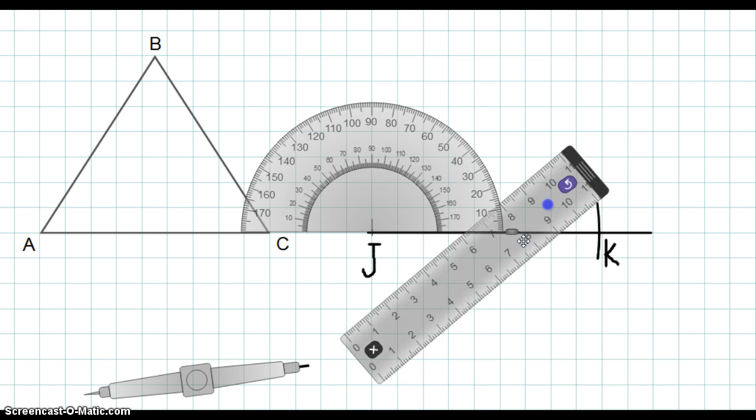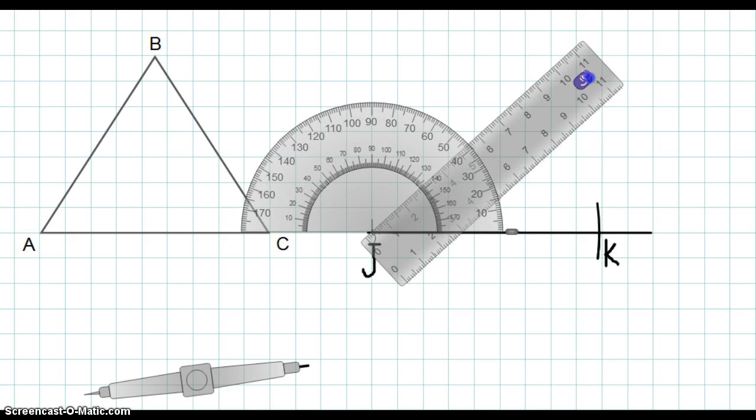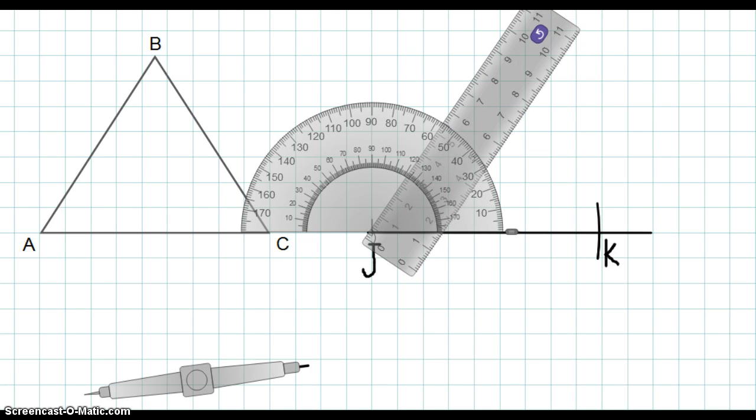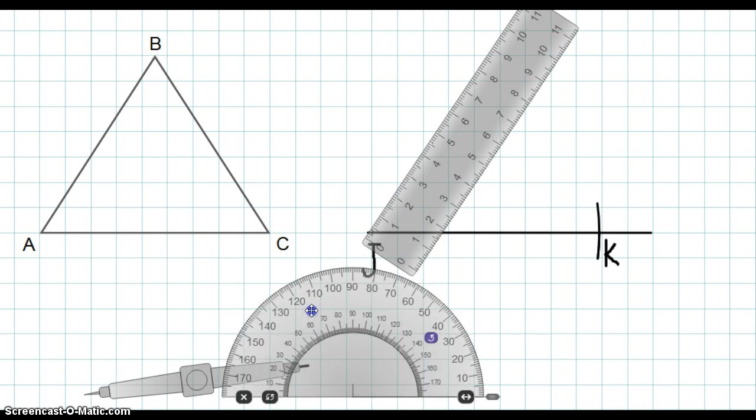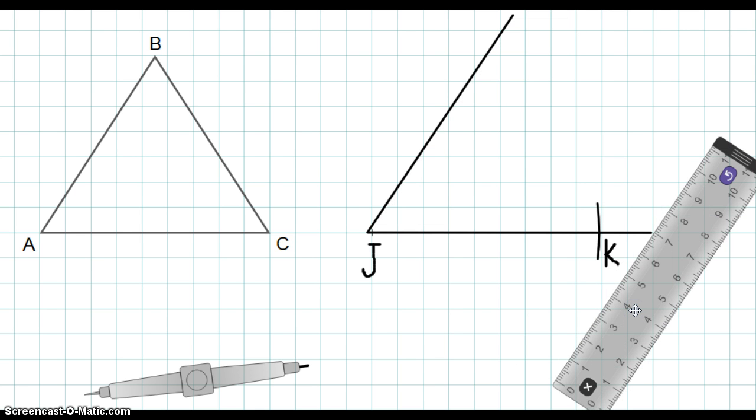And I'm going to get my ruler. Set my ruler at point J. Okay, make sure it's at the right point. And then I'm going to draw a line to make angle J, which is supposed to be 63 degrees. So this ruler is set at an angle which is 63 degrees, so all I've got to do is draw a line. Okay.